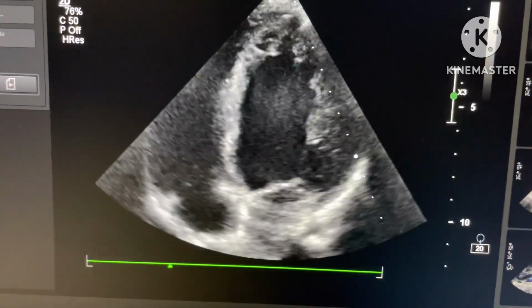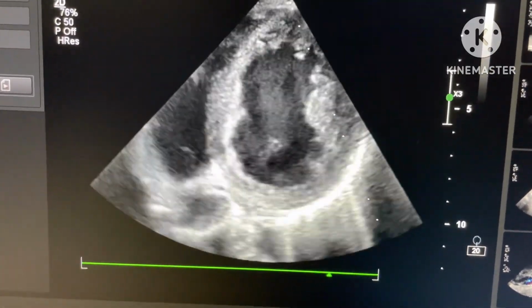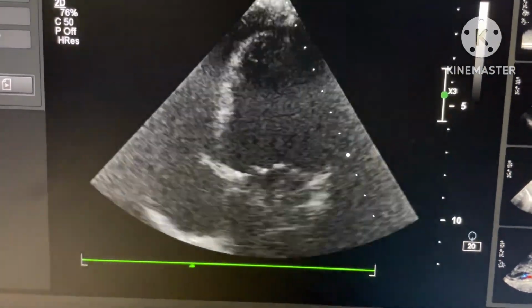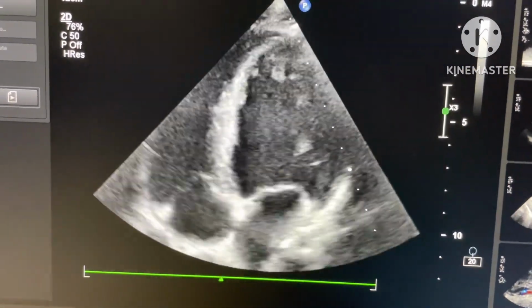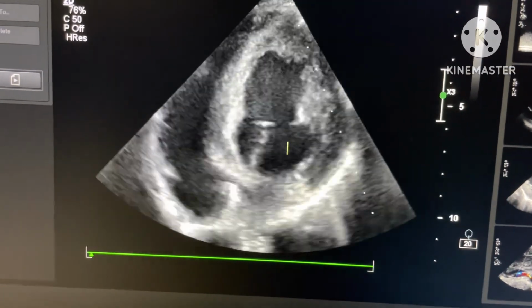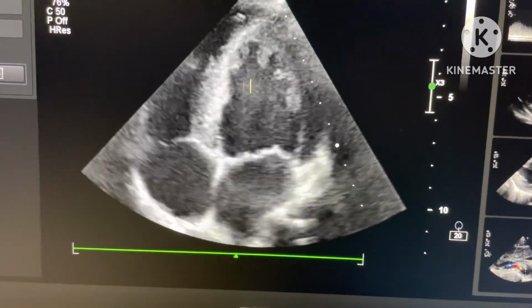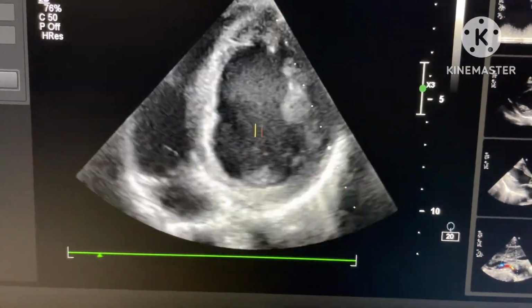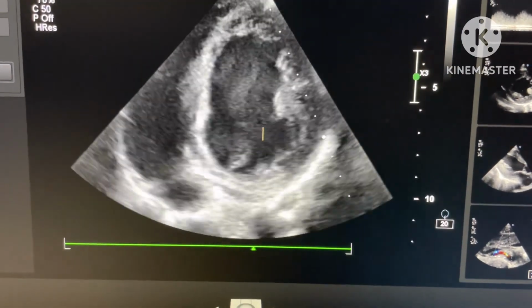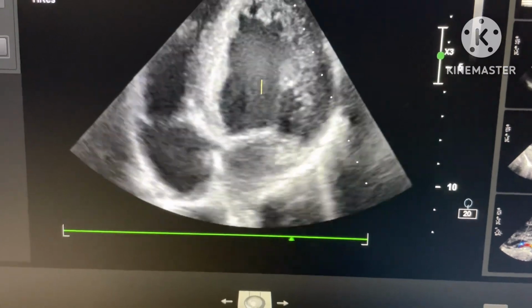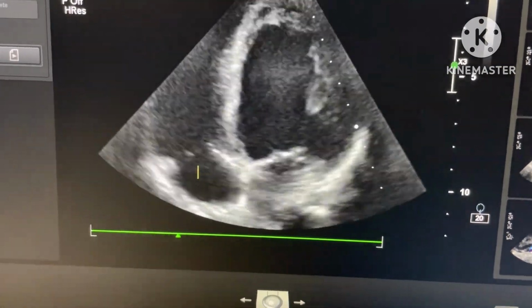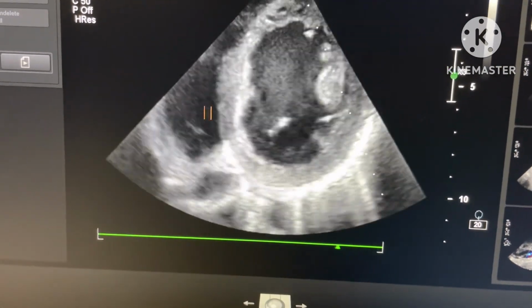This is an apical four-chamber view. All chambers are mildly dilated, with moderate to severe concentric left ventricular hypertrophy. In this image, the left ventricle has concentric hypertrophy. You see the left atrium, left ventricle, right atrium, and right ventricle, all mildly dilated.